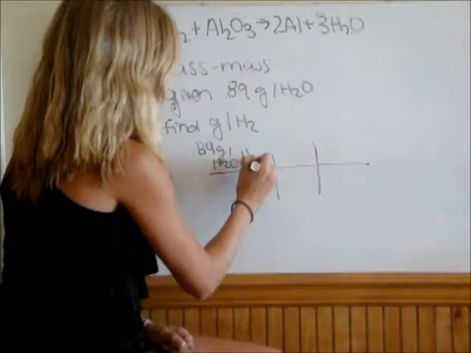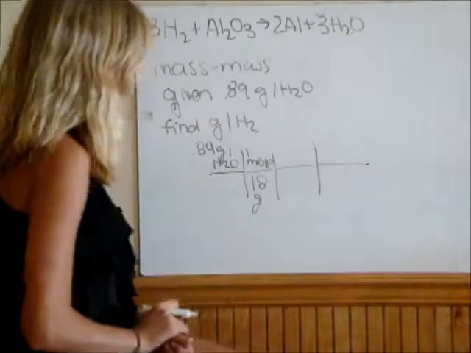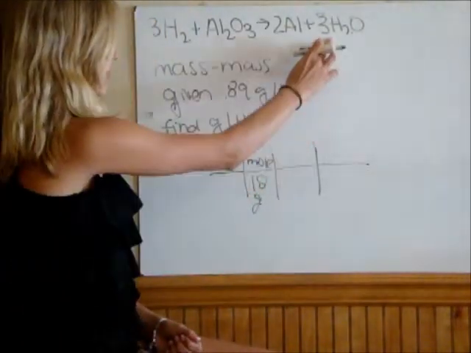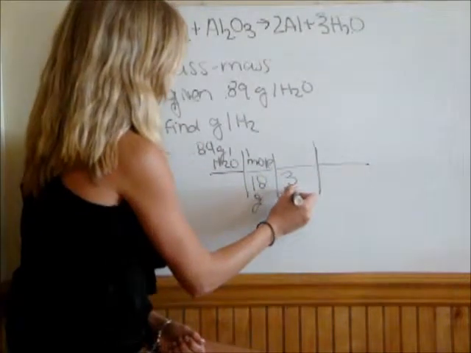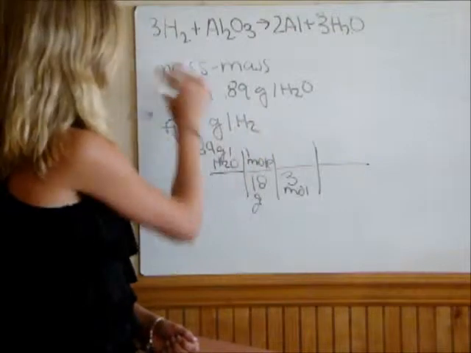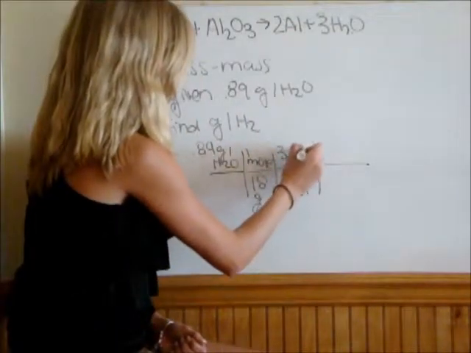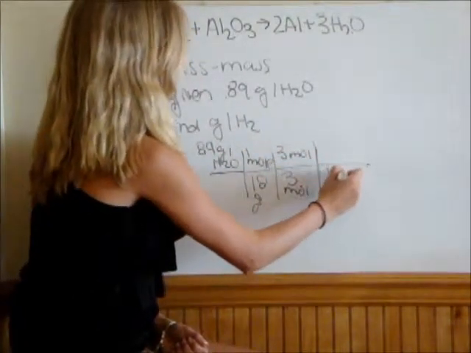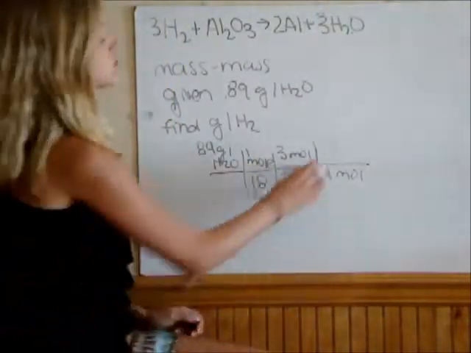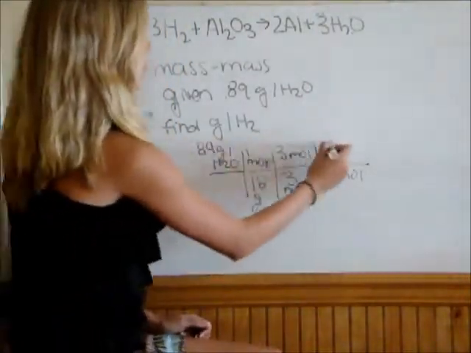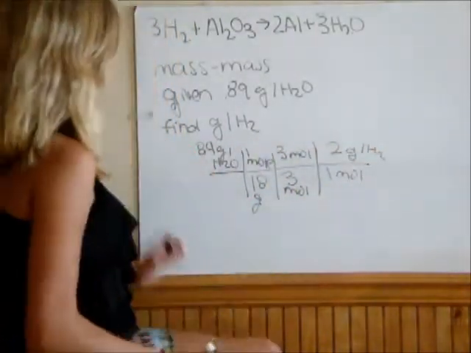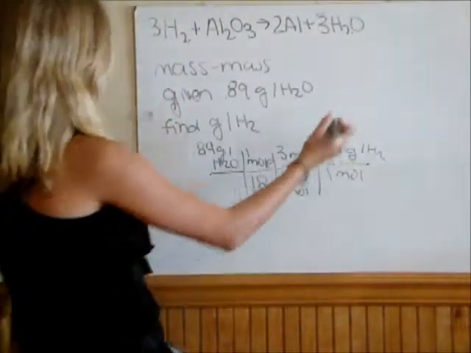Up top is 1 mole, because that's what everything off the periodic table is equal to. Down here is our moles of X. X is H2O, 3 moles from our balanced equation, and then our moles of Y, which is H2, which is 3 again. Down here is 1 mole, because again, everything off the periodic table is always equal to 1 mole. So then on top we have our grams of Y, which is 2 grams of H2, and then we're going to multiply and divide.